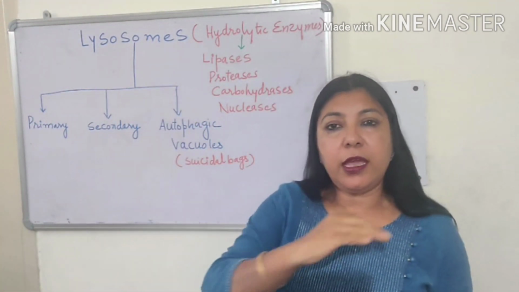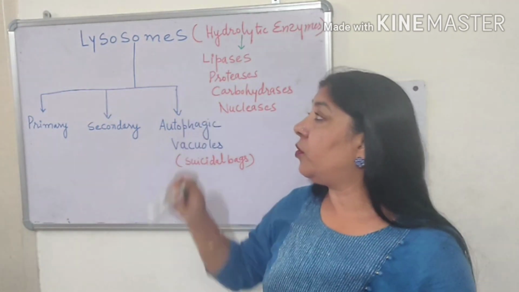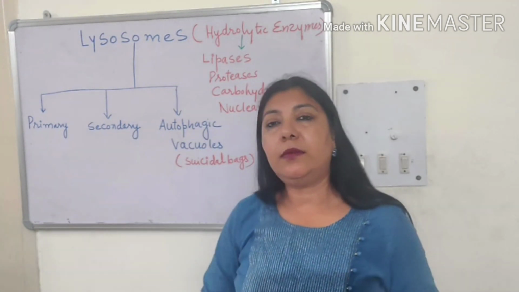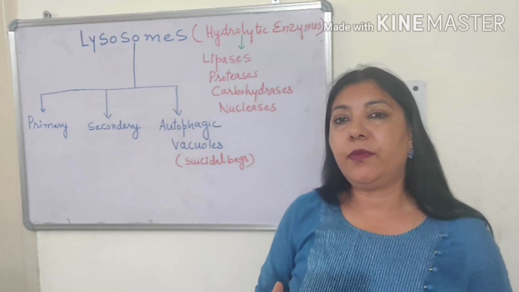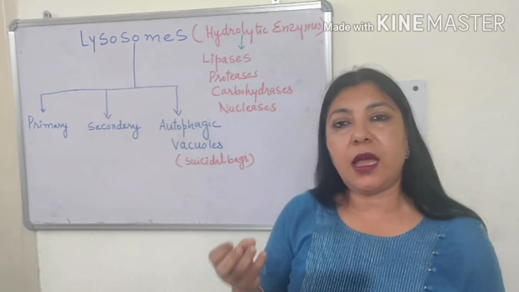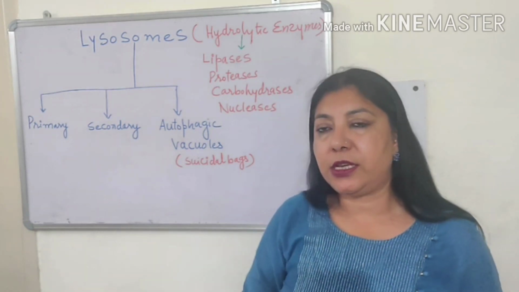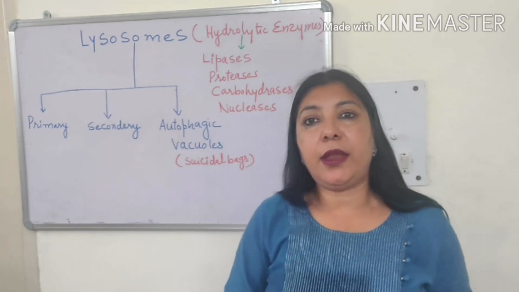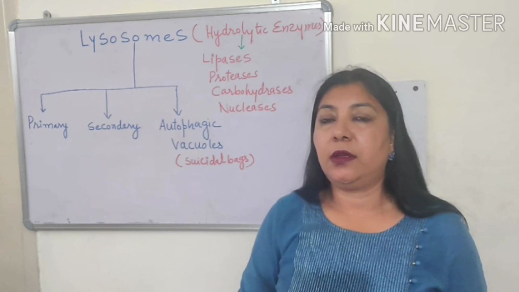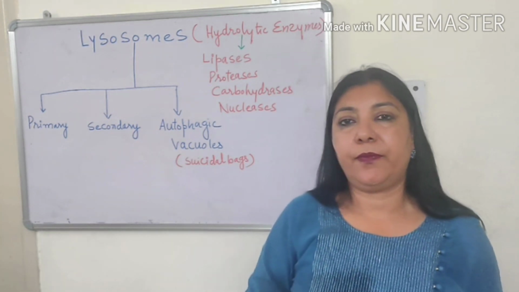So depending upon their functional status, lysosomes may be of different types. They are primary lysosomes. They are having the secretions in them, but these secretions are not functional. They are in the preliminary stage. Then comes the secondary lysosomes. They are active lysosomes. They have the active hydrolytic enzymes in them.